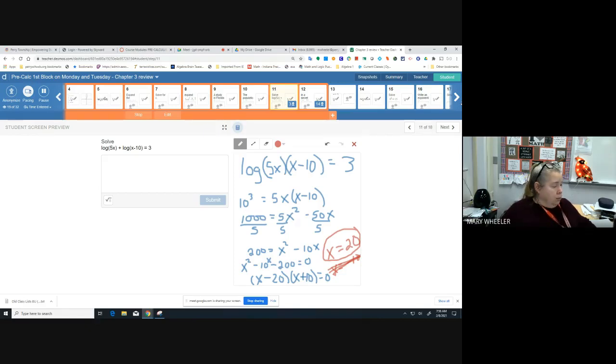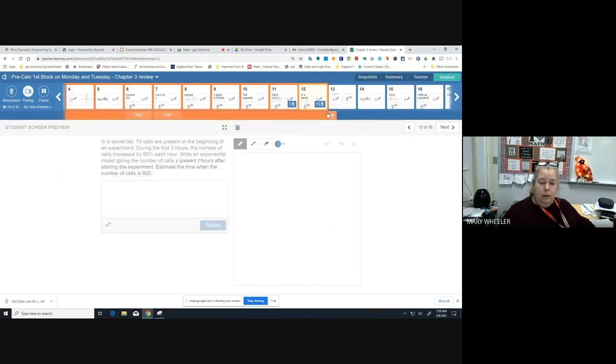On the next screen, there's one piece of useless information that they give you that you kind of have to sort through. In a secret lab, 70 cells are present at the beginning of an experiment. So that means your a-naught is 70. During the first 3 hours, the number of cells increased by 90% each hour. That 3 hours doesn't really matter because they're giving you a rate per hour.